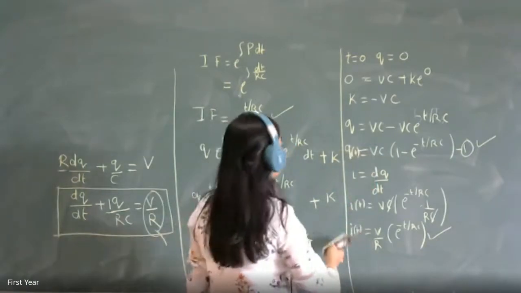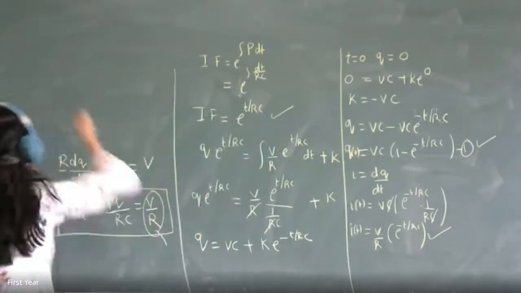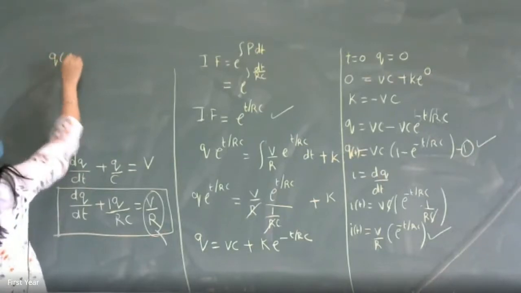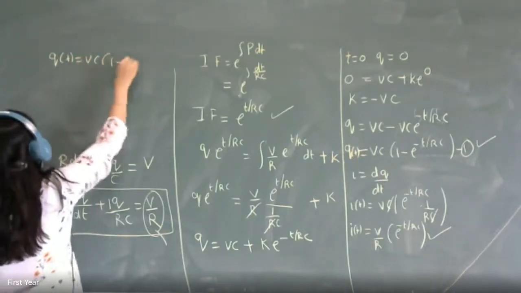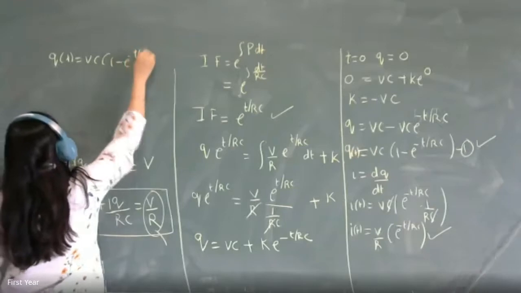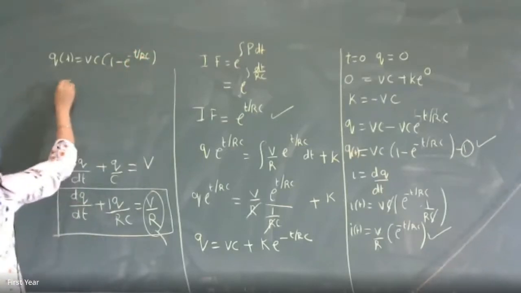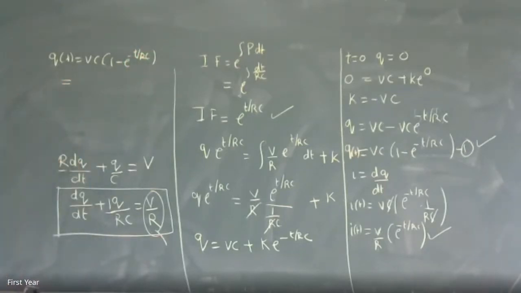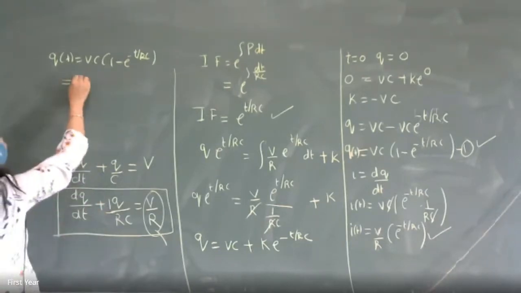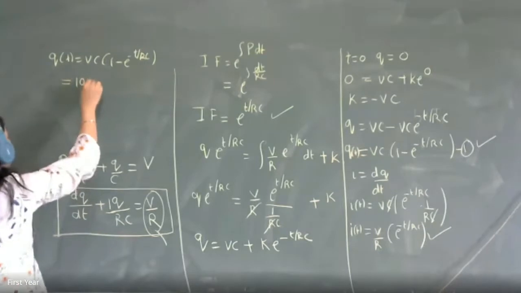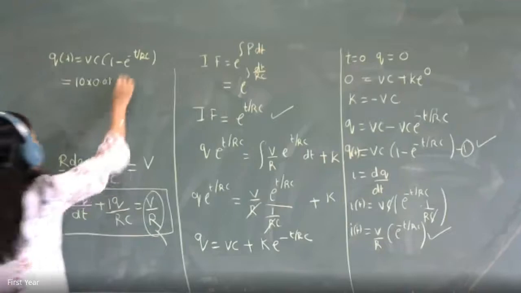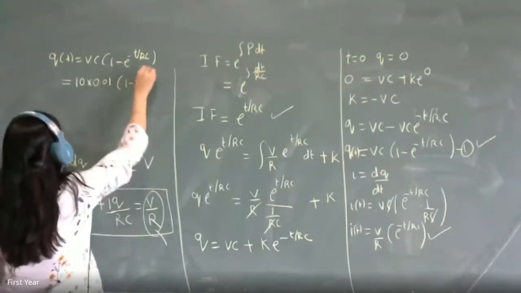So this will be your answer. Q of t is equal to EC into 1 minus e to the power minus t by RC. Just put the values of E and C. What is the battery source? E, it is written here. How many volts? E is 10 volts. And what is the capacitor? 0.01 farad.